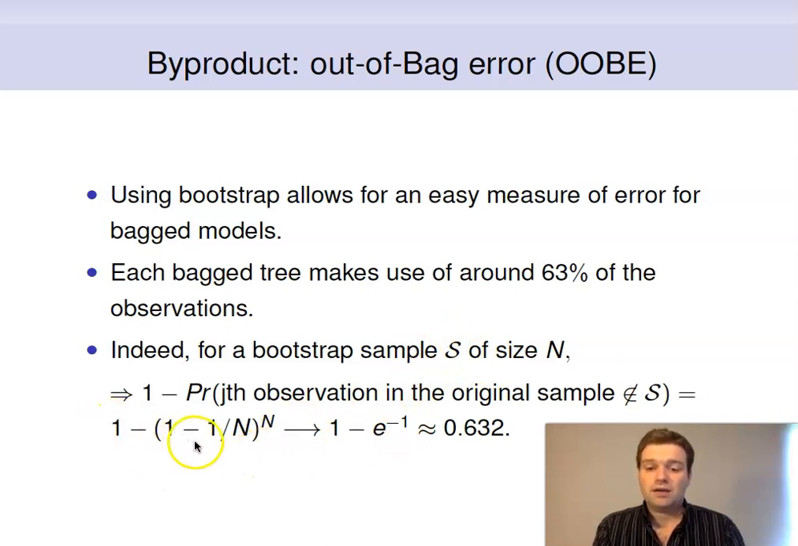And therefore 1 minus this is the probability that the jth observation is in the sample S. What is this probability? If you compute the limit of 1 minus 1 over n to the power n when n tends to infinity, this tends to exponential of minus 1. You can compute it by yourself using exponentials and logarithms. This can be considered as an approximation of this quantity for n sufficiently large. And what is this quantity approximately? This is 0.632. That means that the probability that a given observation is inside the bootstrap sample S is around 63%.